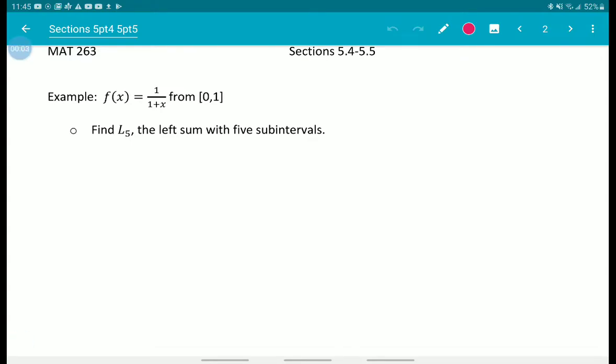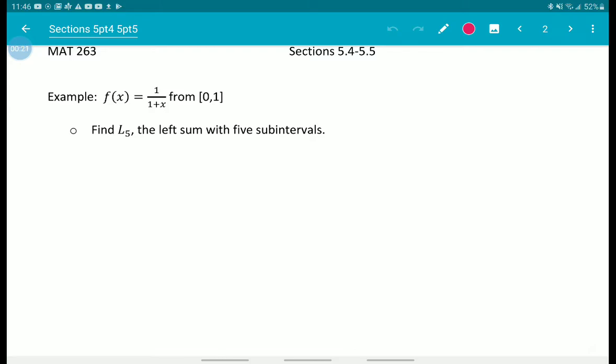So let's work through another example, and this is where you may want to pause the video, try it yourself, and come back and check your answer. So in this case, we are looking at 1 over 1 plus x on the interval from 0 to 1. We're going to do left and right sums with 5 sub-intervals.